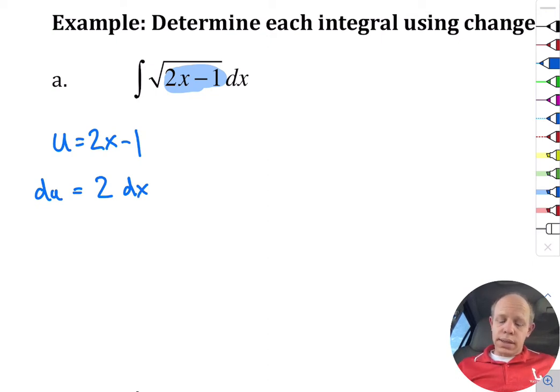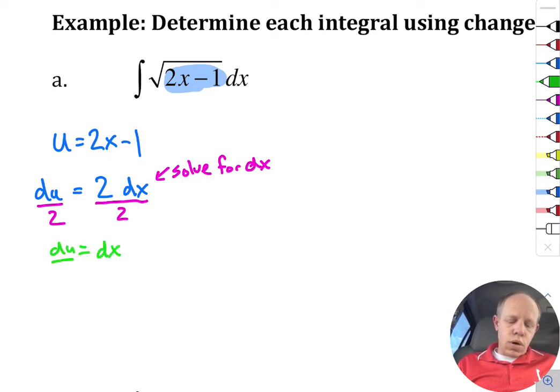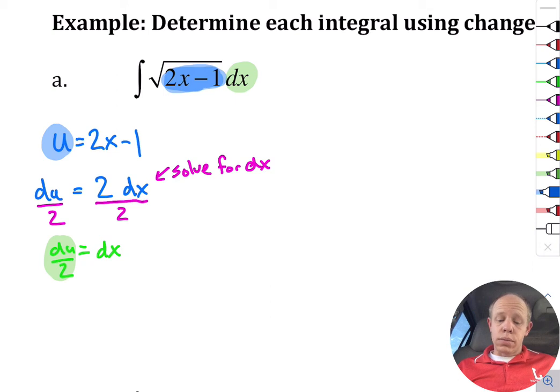All right, now here is kind of the tricky part. What we want to do is actually solve for dx. Okay, so to solve for dx, what I want to do is divide by 2. And notice what we get here now is that dx is equal to du over 2. What we're going to do now is actually substitution. Okay, so instead of dx, I'm going to write du over 2. And instead of the 2x minus 1, I'm actually just going to write u.